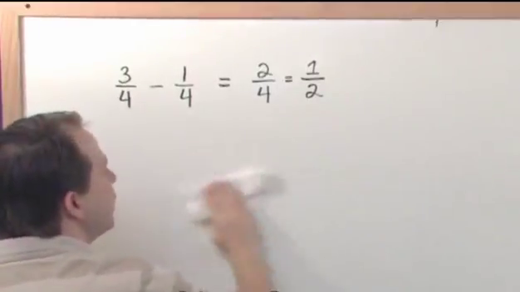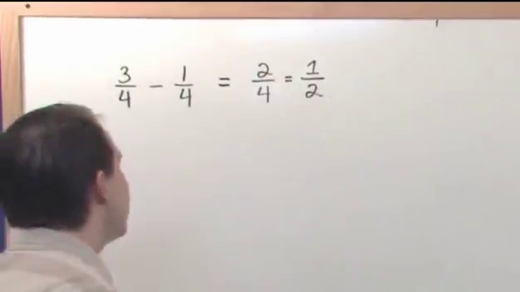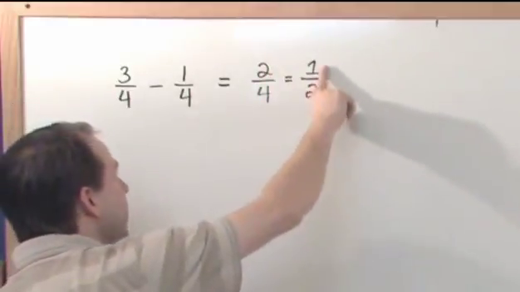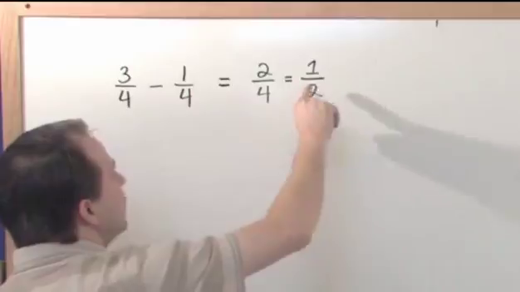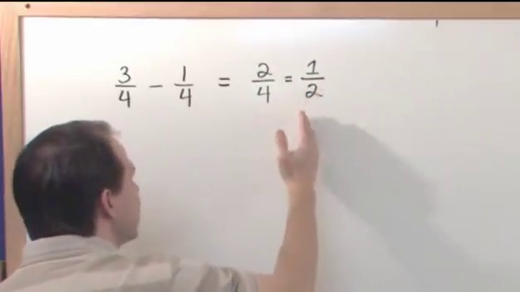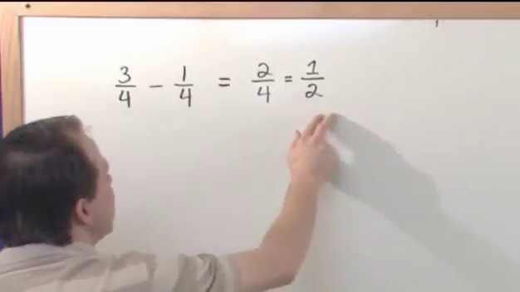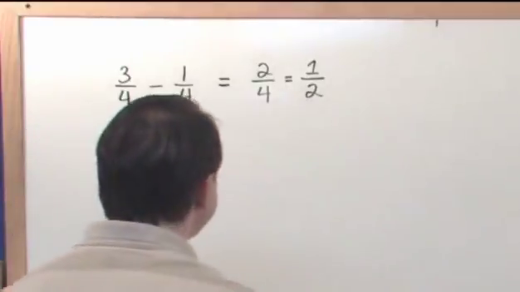So what you're doing here is you're doing the same thing to the top and the bottom by dividing by 2. So I'm dividing 2 by 2 gives me 1, and 4 divided by 2 gives me 2. That is legal, and that is why these 2 fractions are the same thing. They're exactly equal to one another, even though they look different.